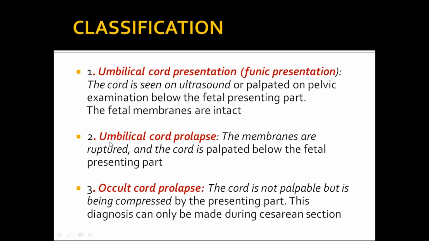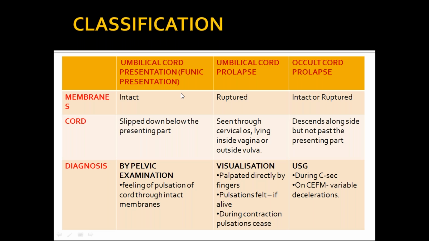In umbilical cord prolapse, complete prolapse, the membranes are ruptured and the cord is palpated below the presenting part. See here, umbilical cord presentation, that is the unique presentation. Umbilical cord prolapse is the complete prolapse. Occult is the one which is present side by side. Here the membranes will usually be intact. In umbilical cord prolapse the membranes are ruptured, and the cord slips down below the presenting part. That is the reason why we can diagnose the cord clinically by vaginal examination.